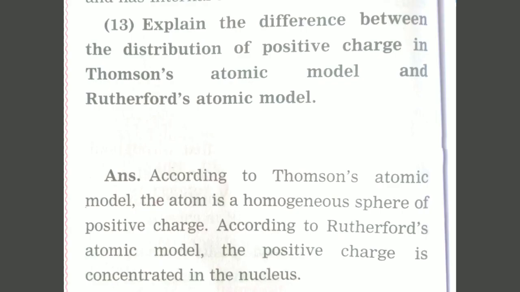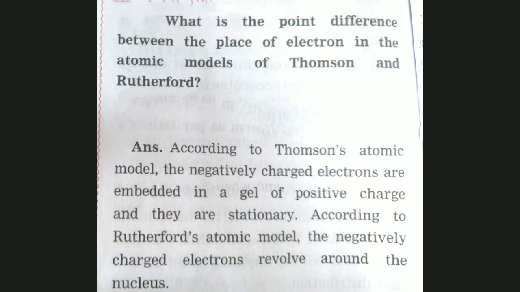Next question is, explain the difference between the distribution of positive charge in Thomson's atomic model and Rutherford's atomic model. According to Thomson's atomic model, the atom is a homogeneous sphere of positive charge. According to Rutherford's model, the positive charge is concentrated in the nucleus.